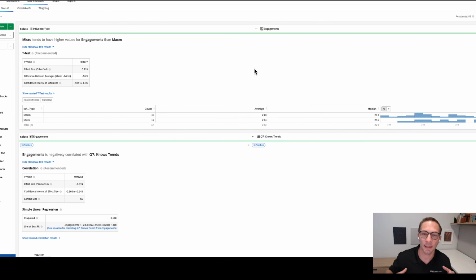Now, since this is a regression and engagements is my input, this is the way I want to look at this. I want to say, okay, as engagements gets higher, are they more likely to be macro or micro influencers? And because micro is higher here on average than macro, then I'd say, okay, they're more likely to be micro. The more engagements we get, the more likely it is to be a micro influencer. And you could say the opposite too. The more engagements that you get, the less likely they are to be a macro influencer.